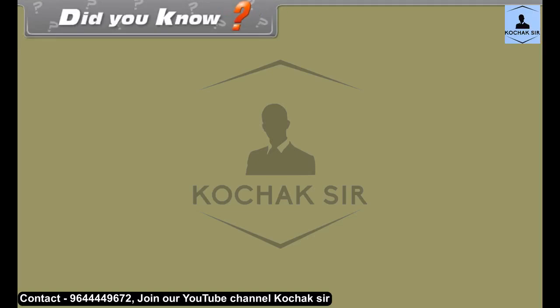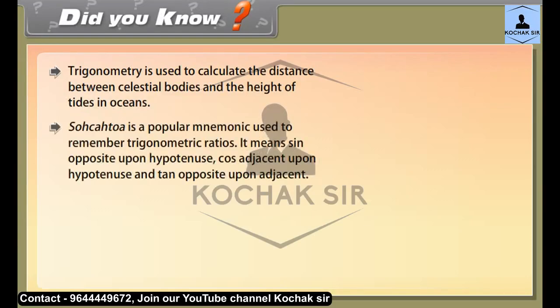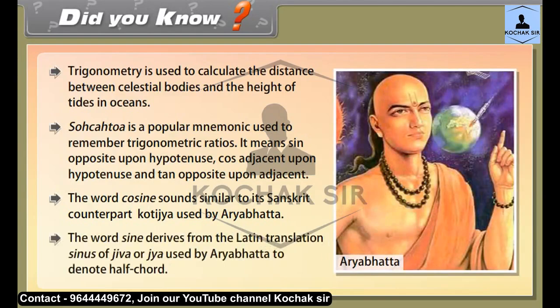Did you know? Trigonometry is used to calculate the distance between celestial bodies and the height of tides in oceans. SOHCAHTOA is a popular mnemonic used to remember trigonometric ratios. It means sine opposite upon hypotenuse, cos adjacent upon hypotenuse, and tan opposite upon adjacent. The word cosine sounds similar to its Sanskrit counterpart, kotijya, used by Aryabhatta. The word sine derives from the Latin translation sinus of jiva or jya, used by Aryabhatta to denote half-chord.